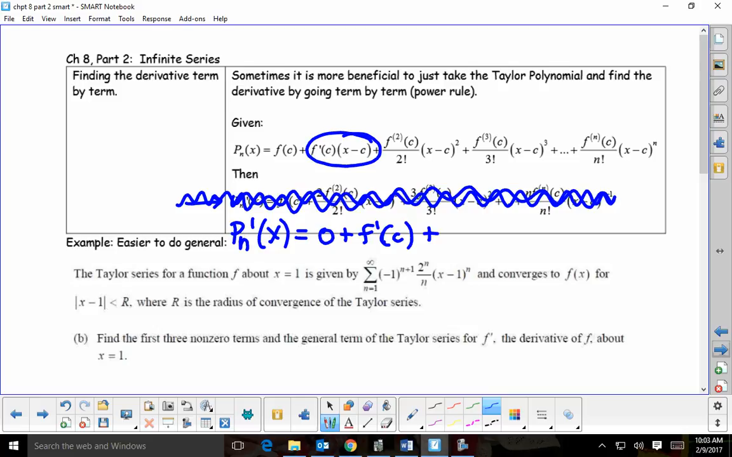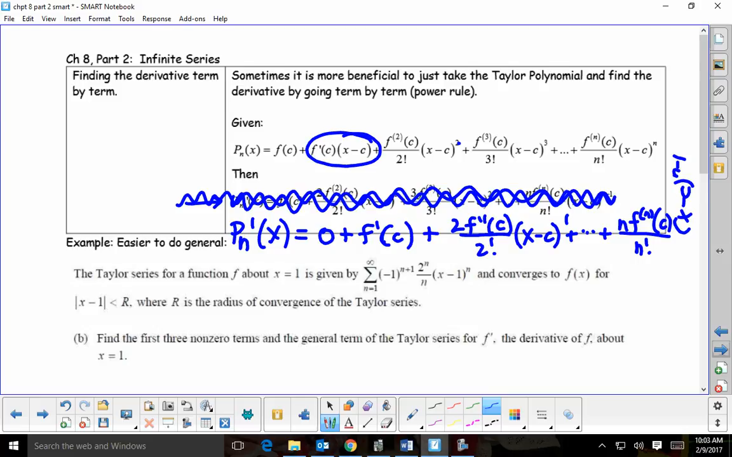Plus, what happens here? This 2 goes down in front. I have my second derivative of c over 2 factorial times x minus c to the first now. Plus, dot, dot, dot, plus, so I'm running out of room. This guy's going to be, what's the nth here? N times the nth derivative of c divided by n factorial times x minus c to the n minus 1.